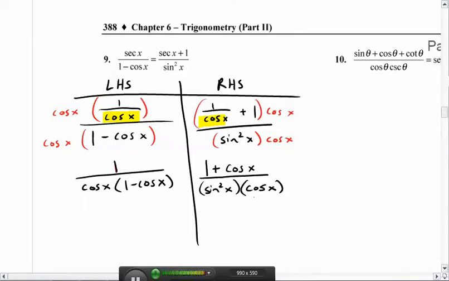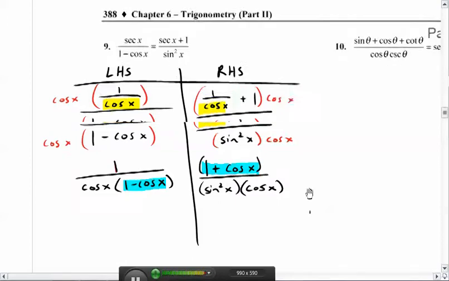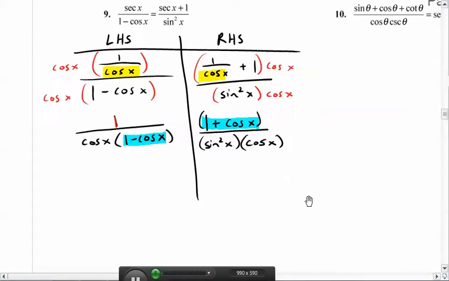Okay, and now we're kind of stuck because it's about as simple as it can get. But I recognize that there is a 1 plus cosine in the top on the right-hand side and a 1 minus cosine on the bottom on the left-hand side. So when I get to a point where I'm stuck like that, I see that there are conjugates on either side of the fraction. I'm going to multiply one of the sides by the conjugate. So I'll take 1 plus cosine x, which is the conjugate of 1 minus cosine x, and I'll multiply that by the top and the bottom of the fraction.